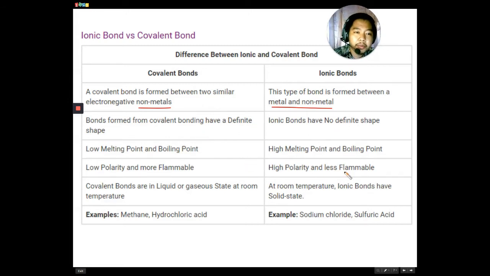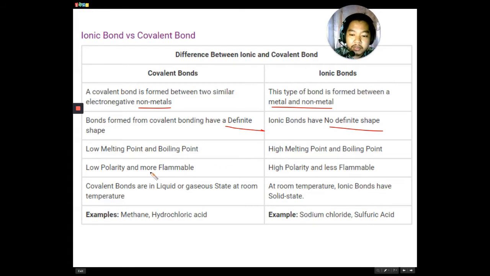When we take a look at their properties, ionic bonding has no definite shape, while covalent bonding has a definite one. Other properties: high melting point and high boiling point for ionic. On the other hand, low boiling and melting point for covalent compounds. Low polarity and more flammable for covalent compounds. High polarity and less flammable for ionic bonds.